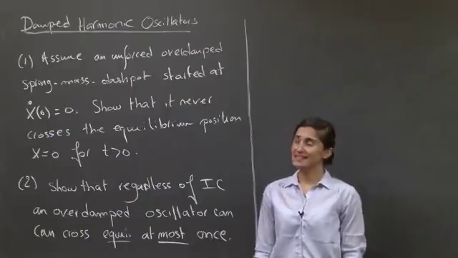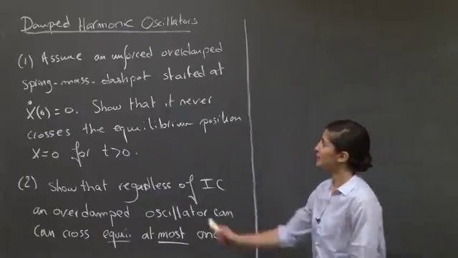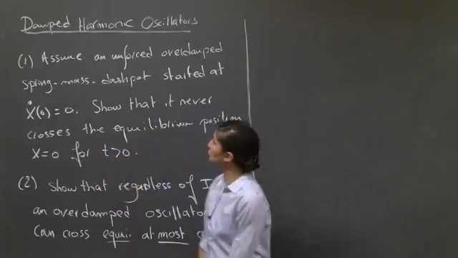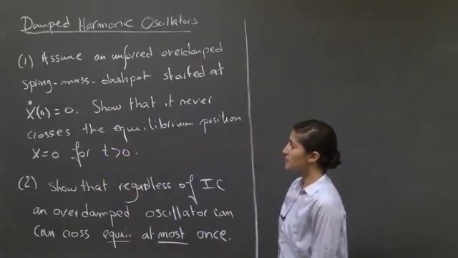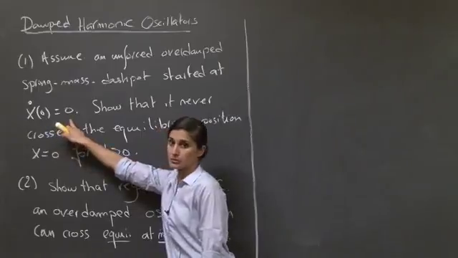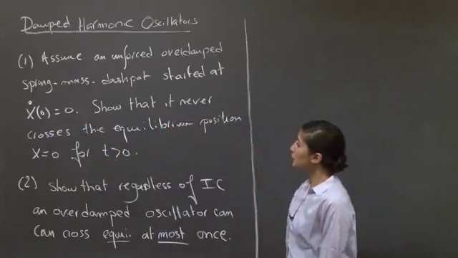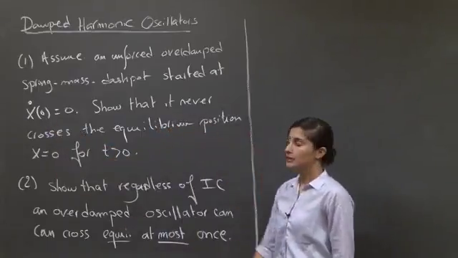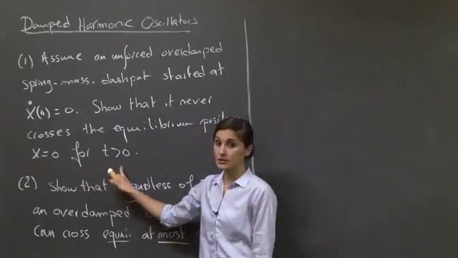Welcome to this recitation on damped harmonic oscillators. So here you're asked to assume an unforced overdamped spring mass dashpot that is started at x dot of 0 equals 0, so at rest, and to show that it never crosses the equilibrium position x equals 0 for t larger than 0.